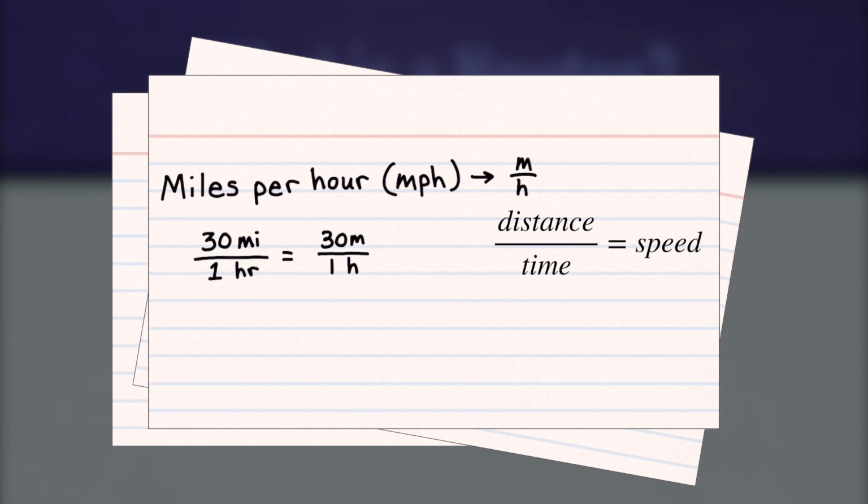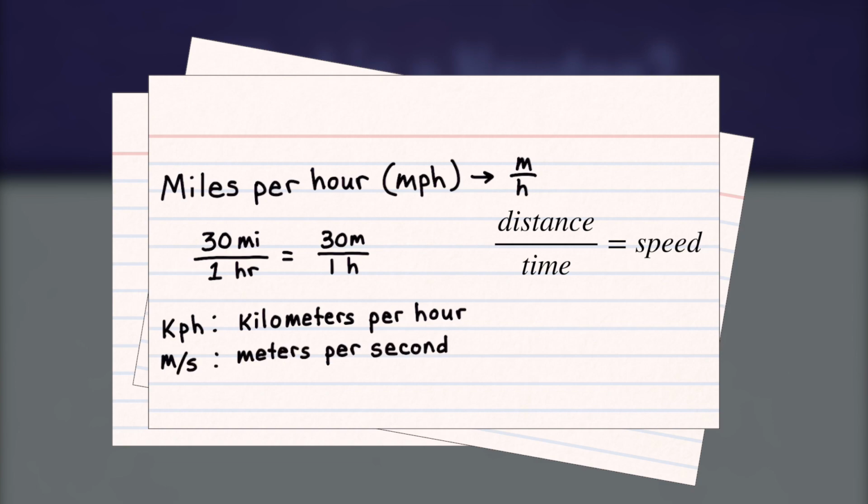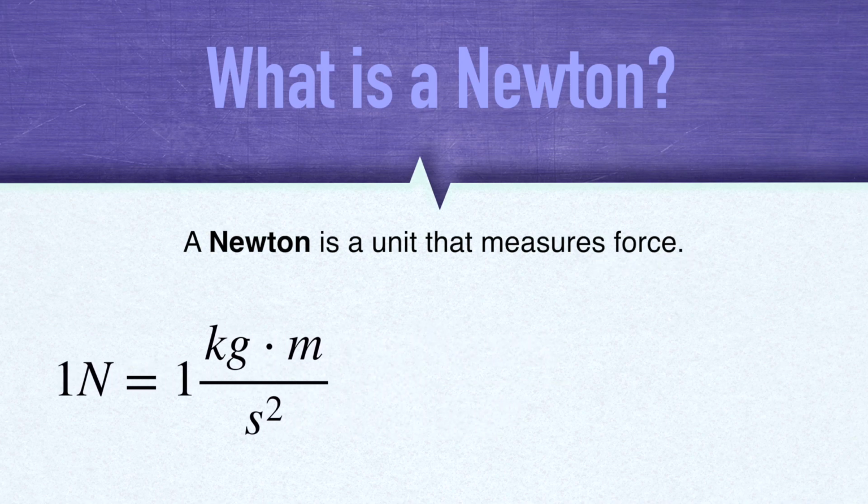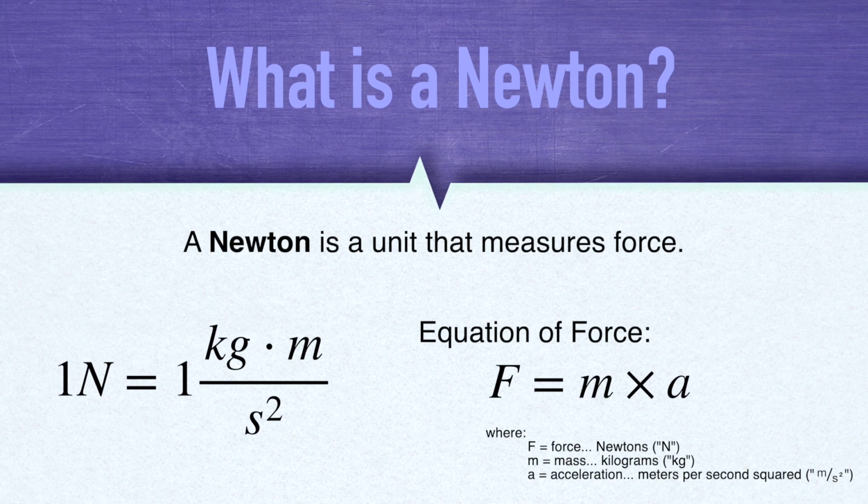So the equation for speed or velocity is distance divided by time, or something like kilometers per hour or meters per second, or inches per millisecond. It can literally be anything that is some type of length divided by some type of time. So when it comes to forces, which is what a newton measures, the equation of a force is mass times acceleration. So kilograms is the unit that measures mass, and then meters per second squared is the unit that measures acceleration.